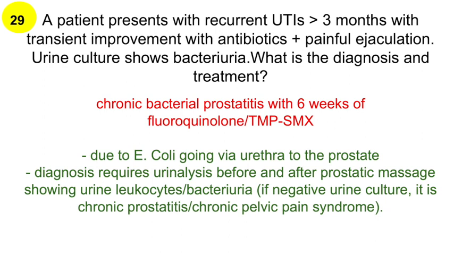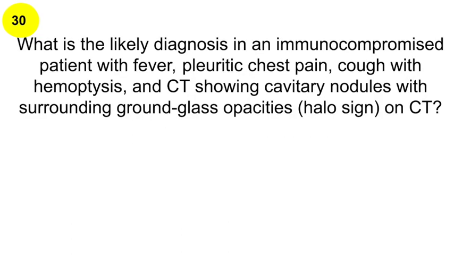What is the likely diagnosis in an immunocompromised patient with fever, pleuritic chest pain, cough with hemoptysis, and CT showing cavitary nodules with surrounding ground glass opacities? Invasive aspergillosis.